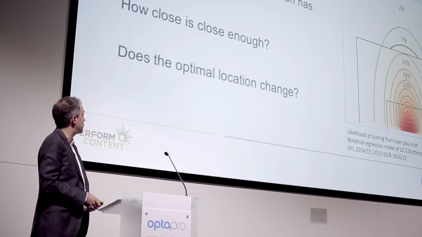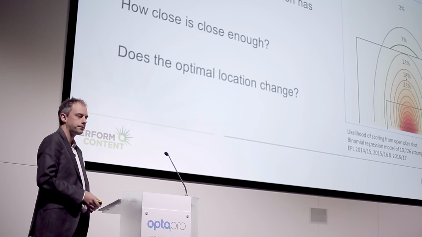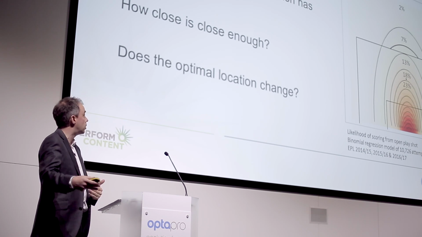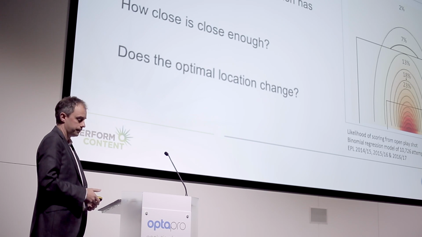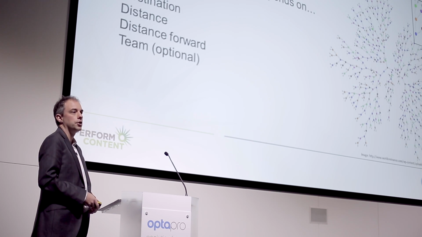What can I do? So that was the idea, to try and put something together that allows us to say, in different situations, how close do you want to be, and how close is close enough, basically. So we need a second model to be able to do that.